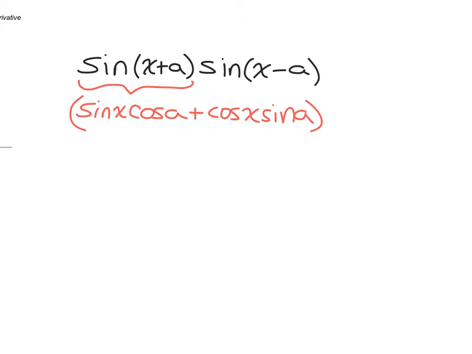All right, that's that sum identity. So if I were to have, I'll just write it in general terms, sine of a plus b, it's sine a cosine b plus cosine a sine b. All right, and so in this case, instead of an a, it's an x, and instead of the b, it's an a. Okay.